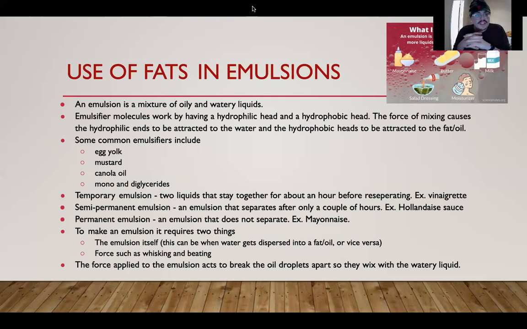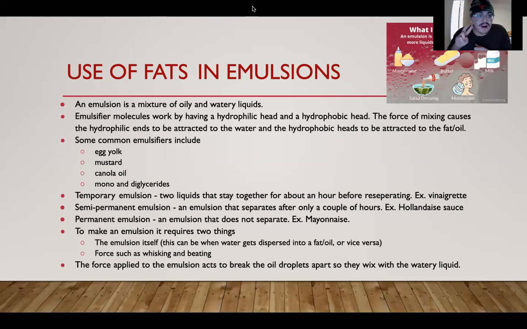Some temporary emulsions are two liquids that stay together for about an hour before reseparating. This could be really fast, honestly, something like a vinaigrette. You'll shake it together and it'll mix, but in the end, it's going to reseparate. A semi-permanent emulsion is an emulsion that separates only after a couple of hours. So this is just a little bit longer time frame. This usually is explained by a hollandaise sauce. And then we have permanent emulsions. This is an emulsion that does not separate. A good example of this is actually mayonnaise.